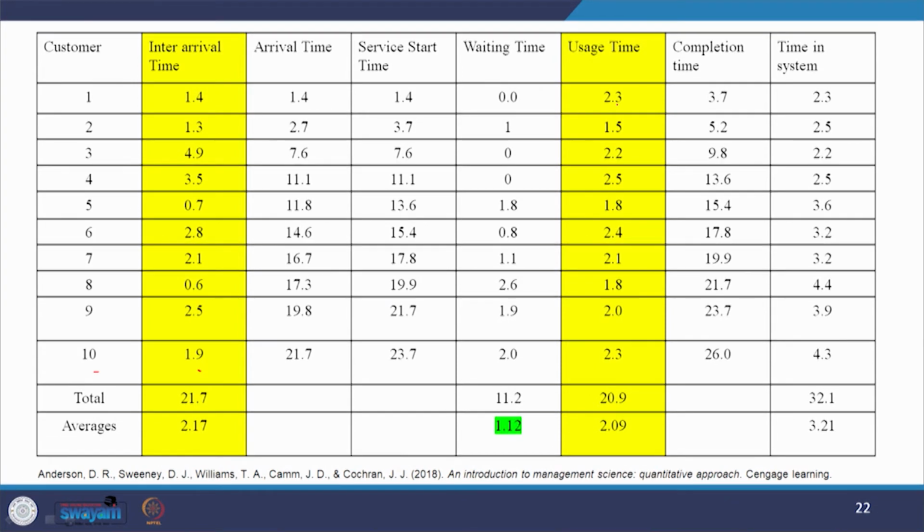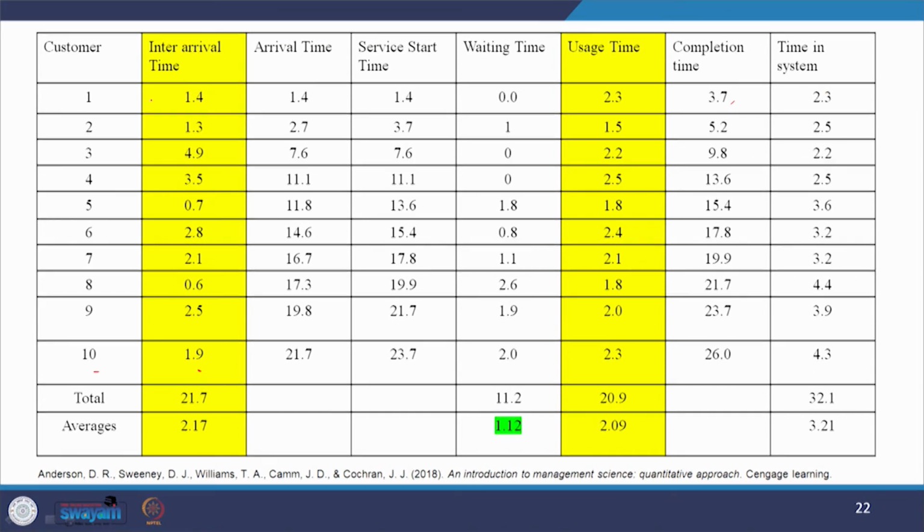Then usage time 2.3, that I have randomly generated, which follows a normal distribution. Then completion time. What is the completion time? Completion time is service start time plus usage time, that is 1.4 plus 2.3, that is our completion time. Then what is the time in system? The time in the system is completion time minus arrival time. So, 3.7 minus 1.4, okay, that is our time in system.